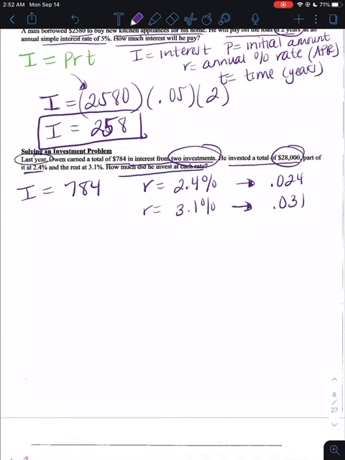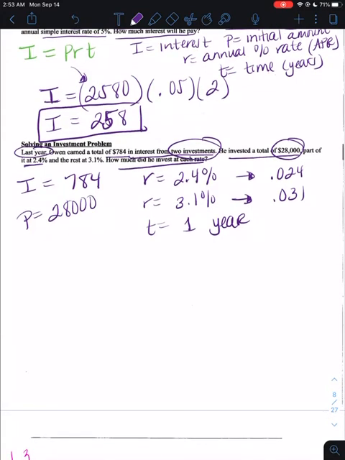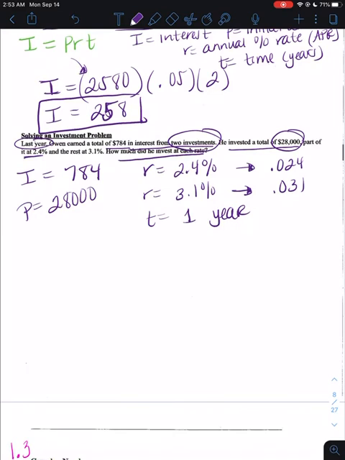Right. In this example, the good thing is that since they're talking about last year, your time is just 1 year, which is 1. So let's talk about this. The P, the total amount, is $28,000. But it's 2 separate accounts. So we're trying to figure out how much money he put in the 2.4% account and how much he put in the 3.1% account. This is how you set this problem up. You have to do I equals PRT like before, plus you have to do it again because it's 2 separate accounts.